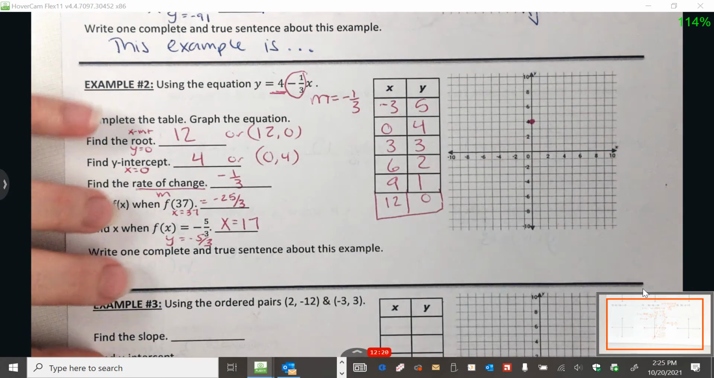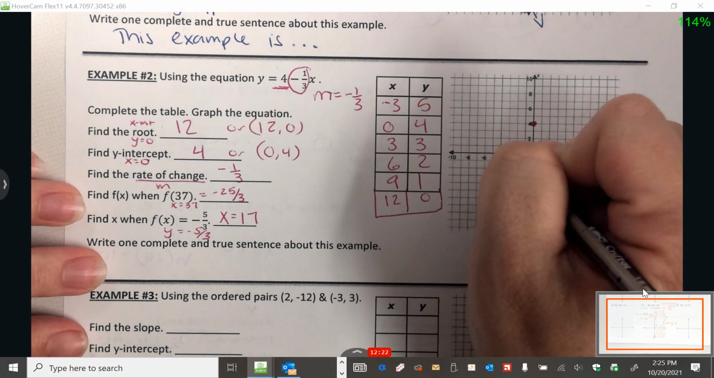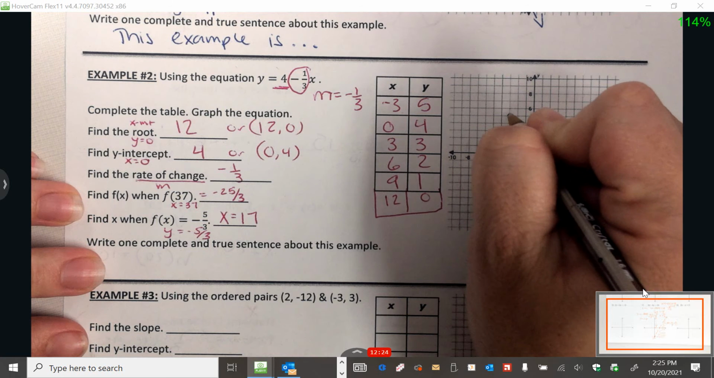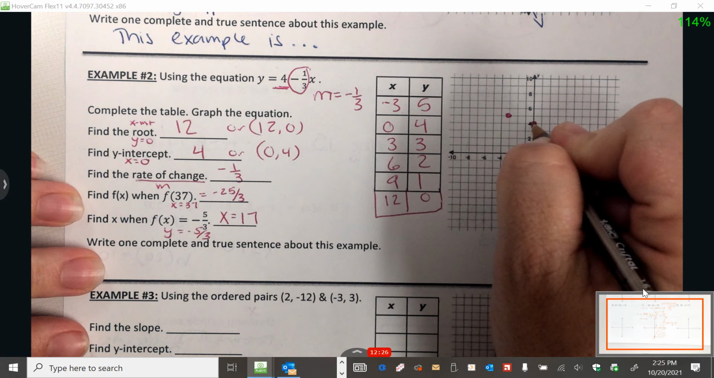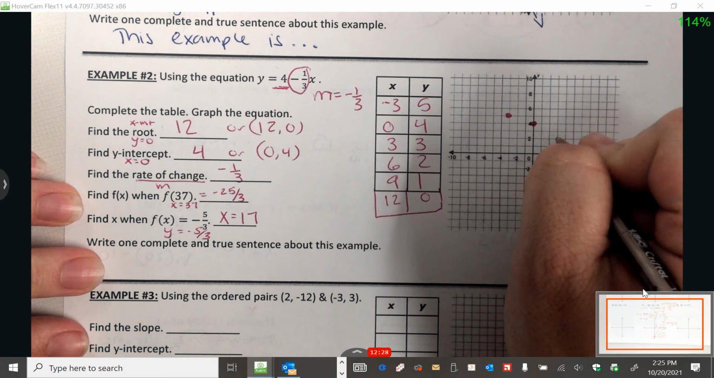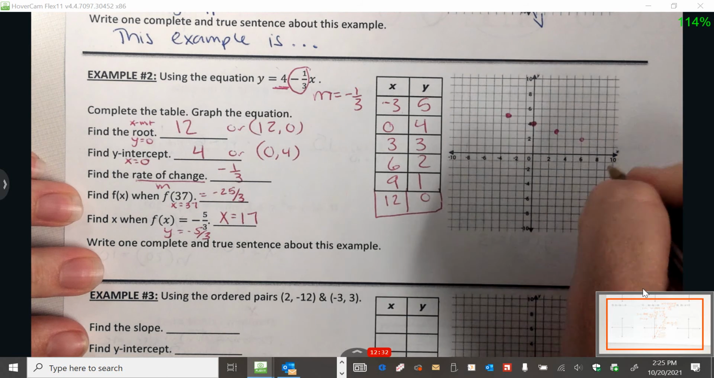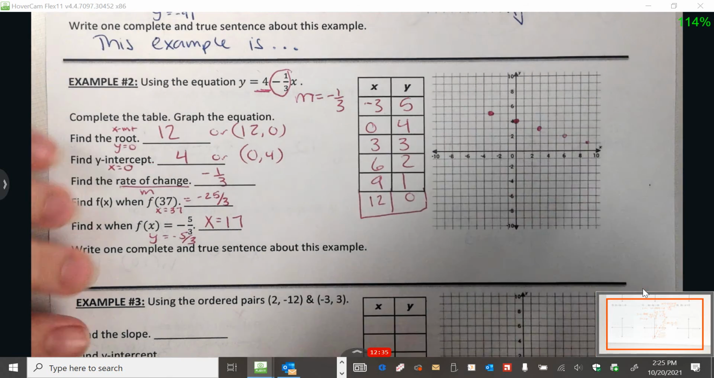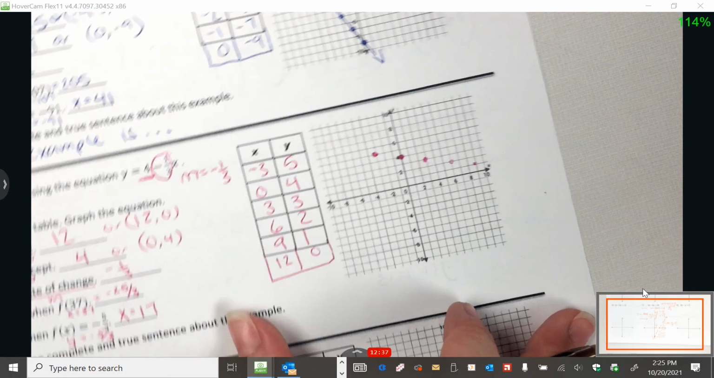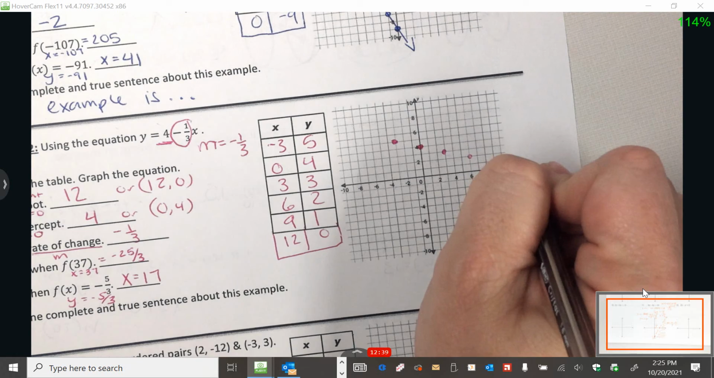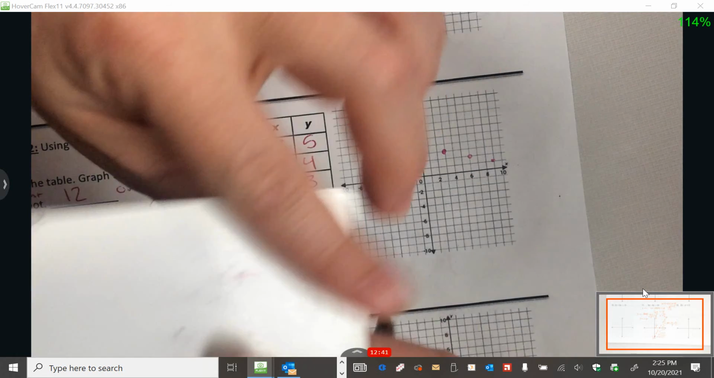Okay, now I'm going to plot these points. So I have negative 3, 5; 0, 4; 3, 3; 6, 2; 9, 1. And I can't see my other point at 12, 0, which is going to be somewhere over here. Okay, so I'm going to draw my line.